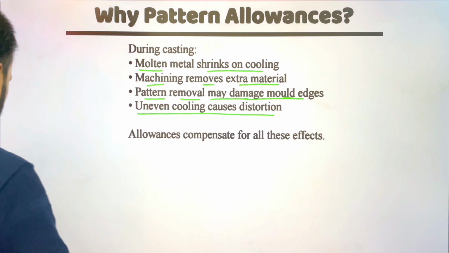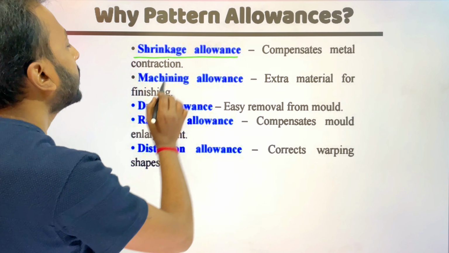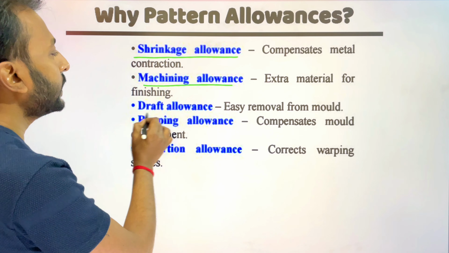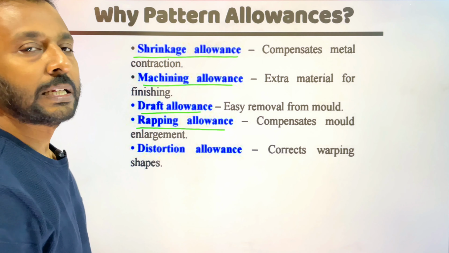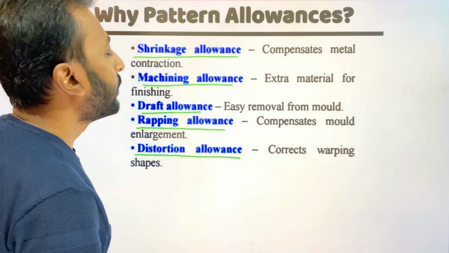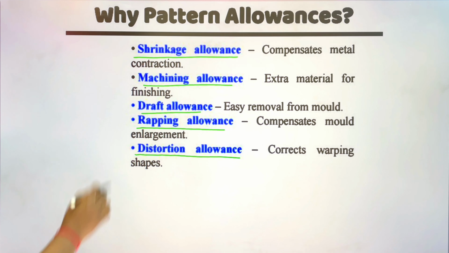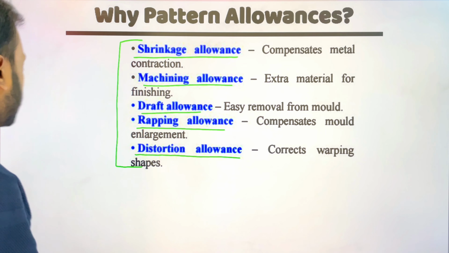So there are a few pattern allowances. First one is shrinkage allowance, second machining allowance, third one is draft allowance, fourth is warping allowance or shaking allowance, and the fifth one is distortion allowance or camber allowance. So now we will see these 5 types of pattern allowances in detail.